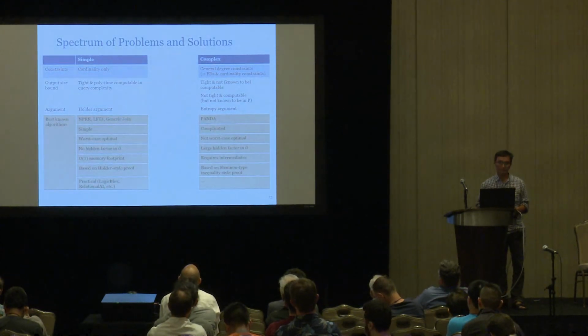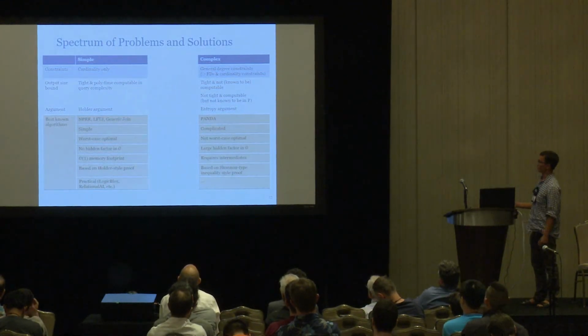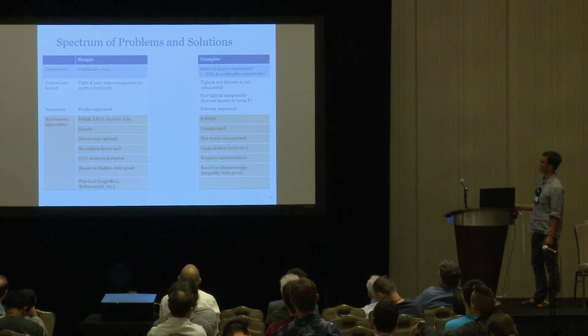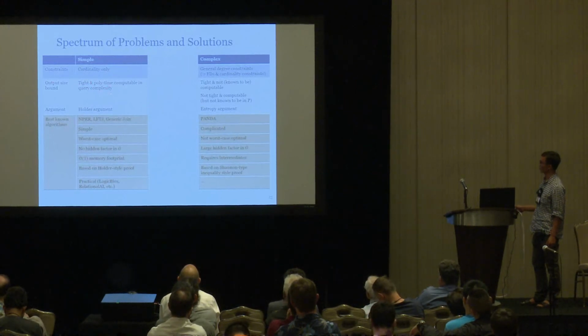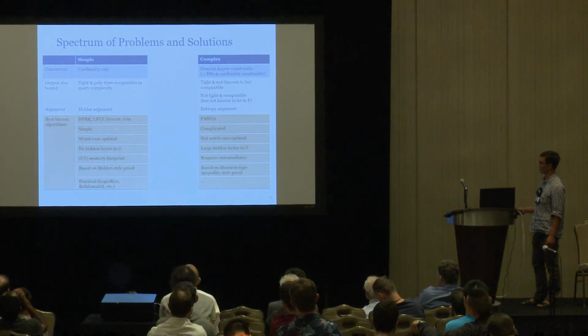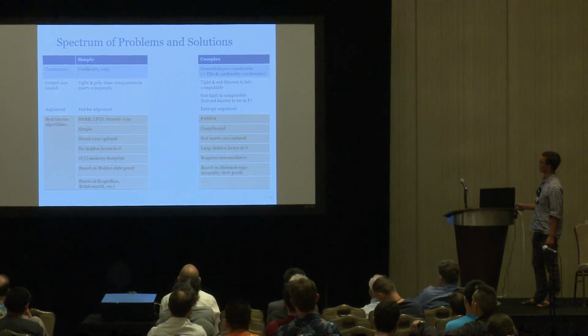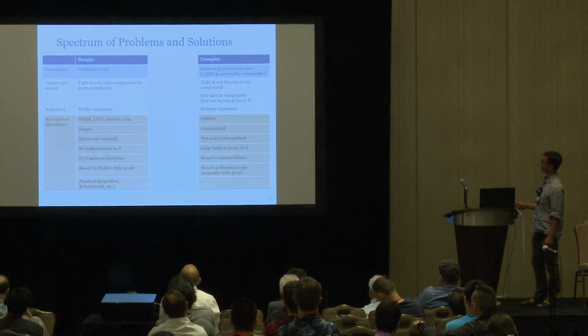And lastly, this is basically the landscape of problems and solutions. As you push the constraints from simple to complex, by simple I mean cardinality constraints only, then the bounds are really nice and computable, and the argument is typically based on the Hölder argument, and there are several worst-case optimal join algorithms that match this bound. They have nice properties. When the constraints become more complex, then the bounds are either tight but not computable, or not tight but computable. Okay?